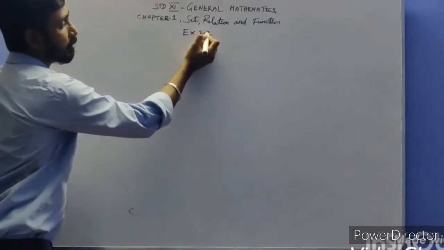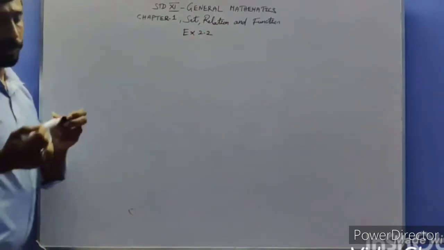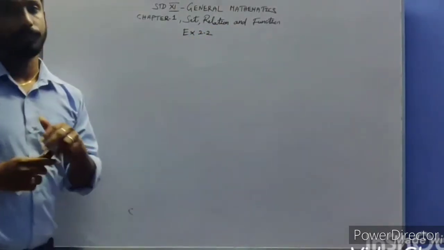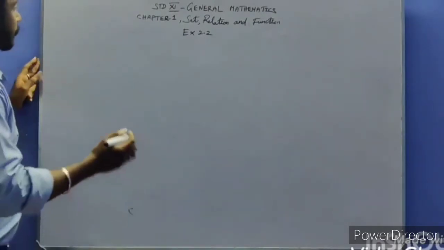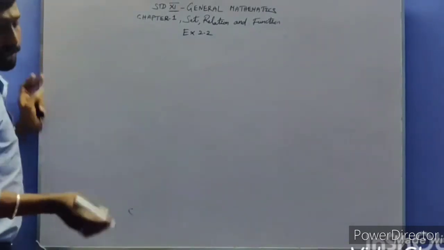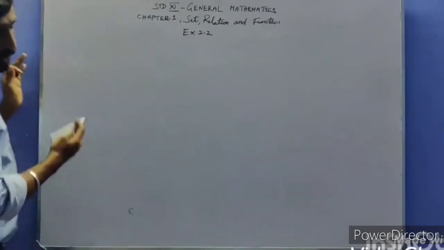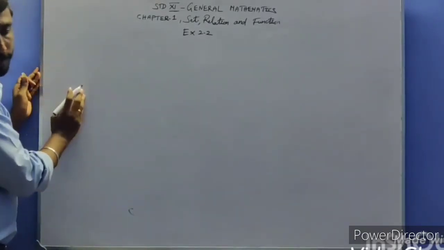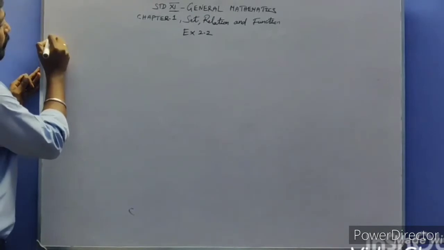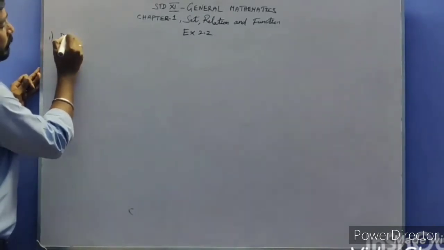It is the simplest one only. If you understand that concept, it will be simple for you. Okay, listen. What is the question they have given here? Discuss the following relations for reflexivity, symmetricity and transitivity.